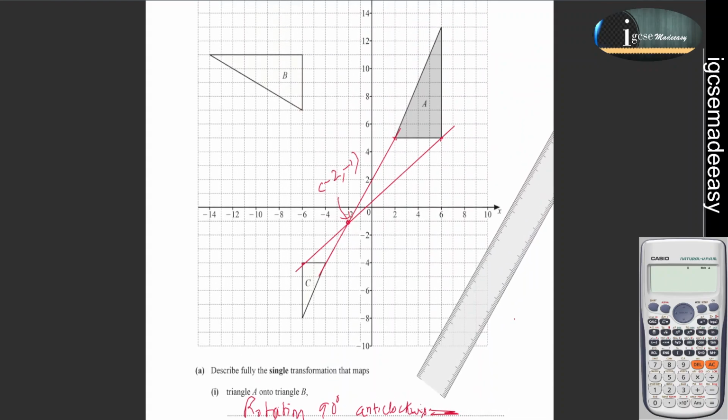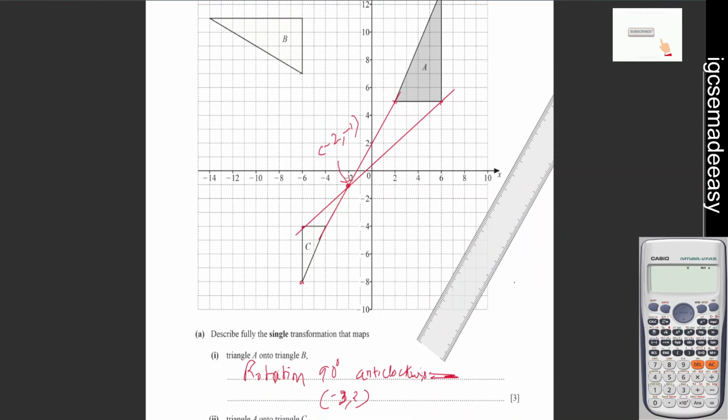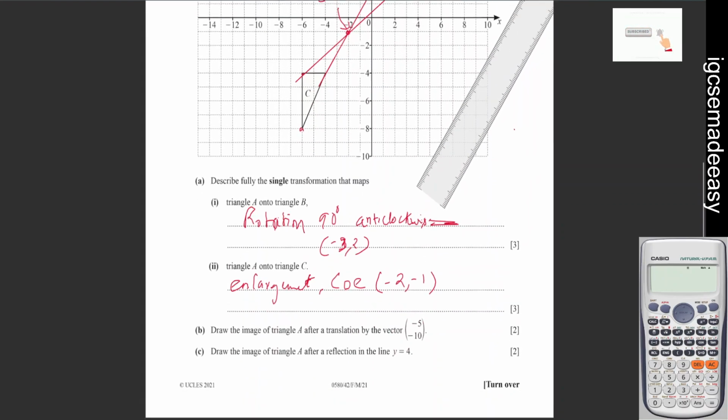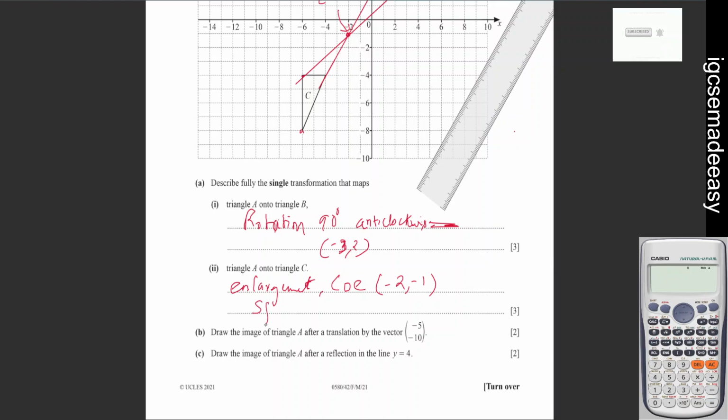Keep it in mind, you have to also join the third points, this point and this point, using a scale. Definitely it will also go through minus 2 comma minus 1. Now as I told you, because the image is the reverse of the original object, the scale factor will be negative.